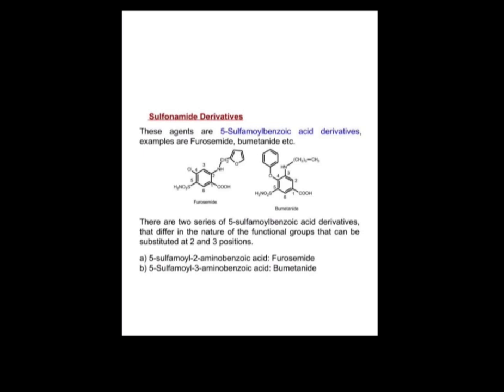Next, the sulfonamide derivative drugs. The sulfonamide derivative drugs are furosemide and bumetanide. These two drugs are two series of 5-sulfamoyl benzoic acid derivatives that differ in the nature of the functional group that can be substituted at the 2 and 3 positions. First one is 5-sulfamoyl 2-aminobenzoic acid, for example furosemide. Second one, 5-sulfamoyl 3-aminobenzoic acid, bumetanide.